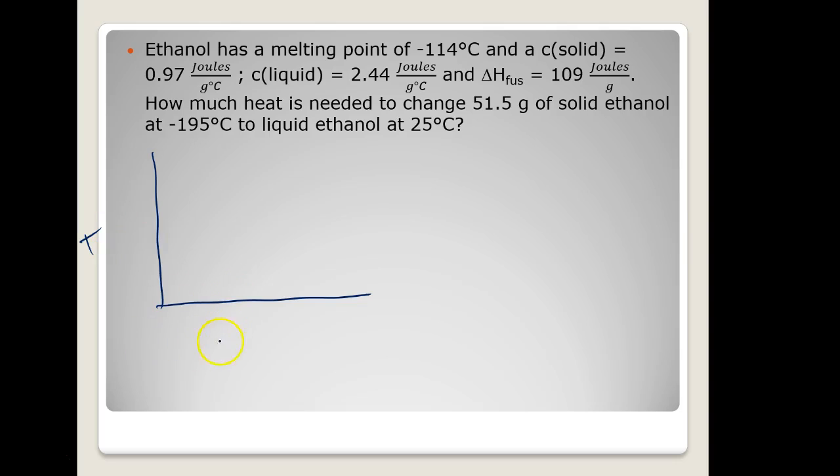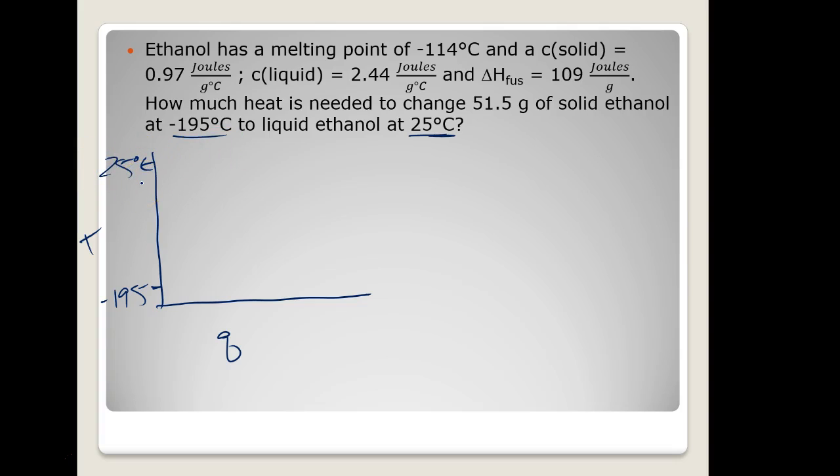Temperature over here, heat on the bottom. And the way you do this is you look at the lowest possible number they give you in the problem, negative 195, and you're going to put that at the bottom somewhere. It doesn't have to be drawn to scale. And then the highest temperature they give you, put that at the very top.